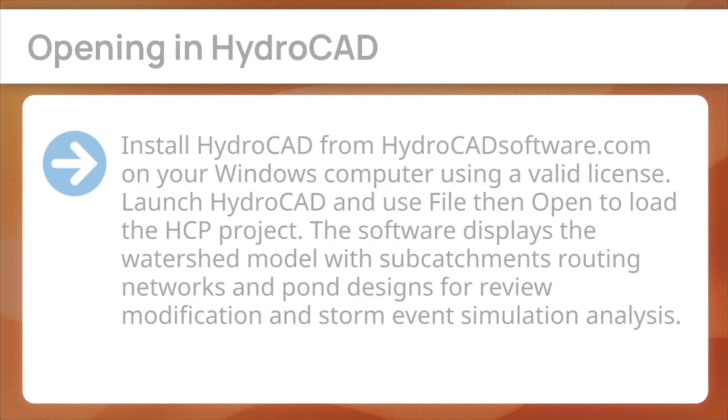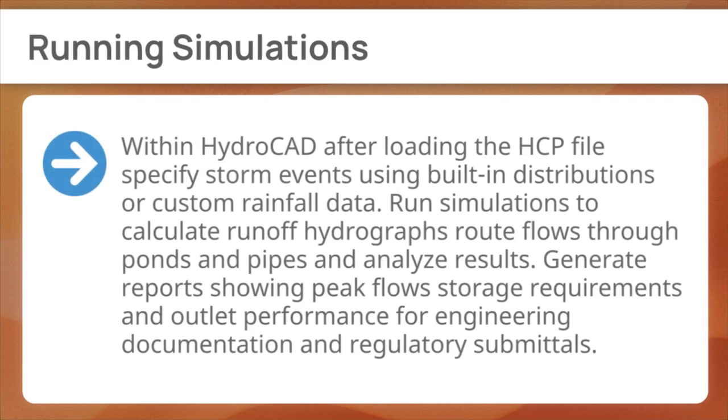Next, running simulations. Within HydroCAD, after loading the HCP file, specify storm events using built-in distributions or custom rainfall data. Run simulations to calculate runoff hydrographs, route flows through ponds and pipes, and analyze results. Generate reports showing peak flows, storage requirements, and outlet performance for engineering documentation and regulatory submittals.